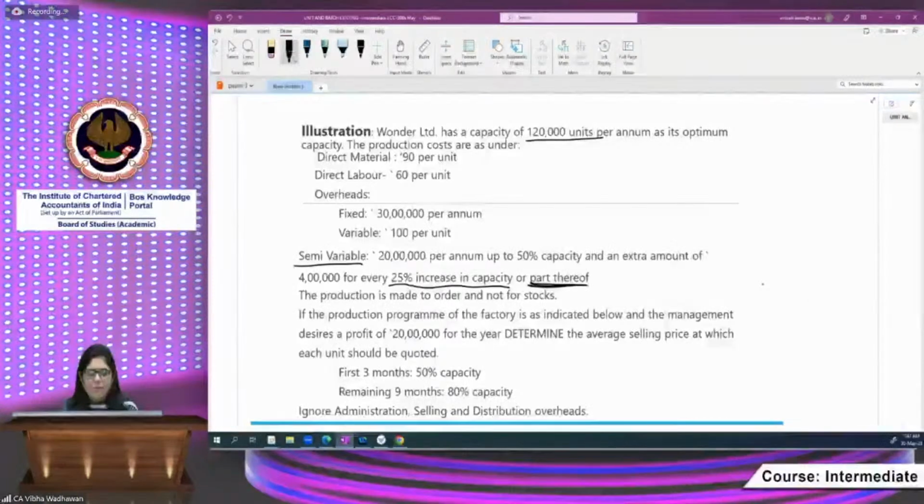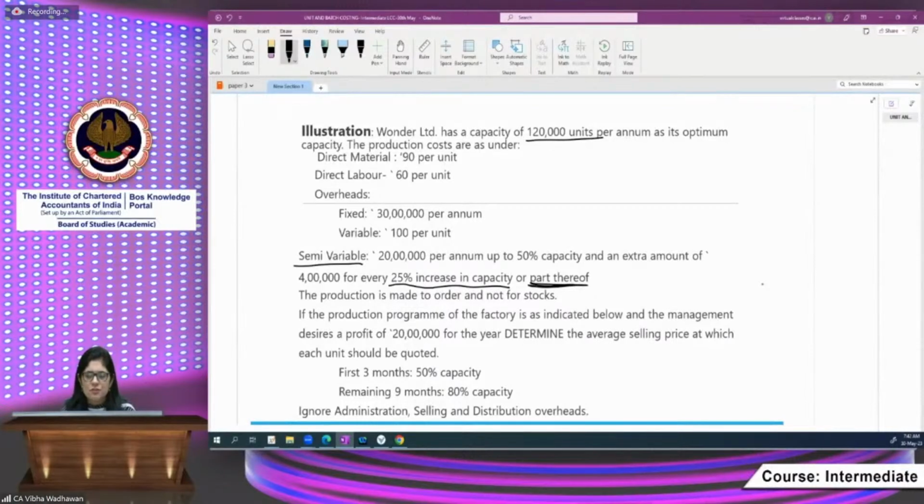This is very important. The production is made to order and not for stocks. That means there are no stocks. Clear? Because the production is made just to order. I just explained, Samyakanta, that in factory overheads, you can show variable and fixed separately. You can show. Clear? So you don't have to show in total. You can show the difference between variable and fixed. You can show them separately in the factory overheads.